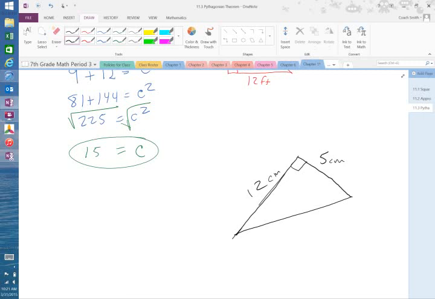Noah, do you have the answer or do you have a question? Okay, hang on. A, B, and C? Is that what you're asking? Doesn't matter. A and B doesn't matter, because C is the one across from the 90-degree angle.